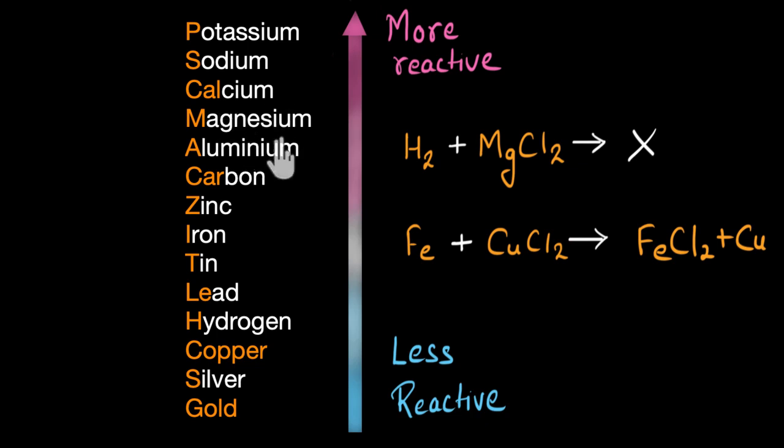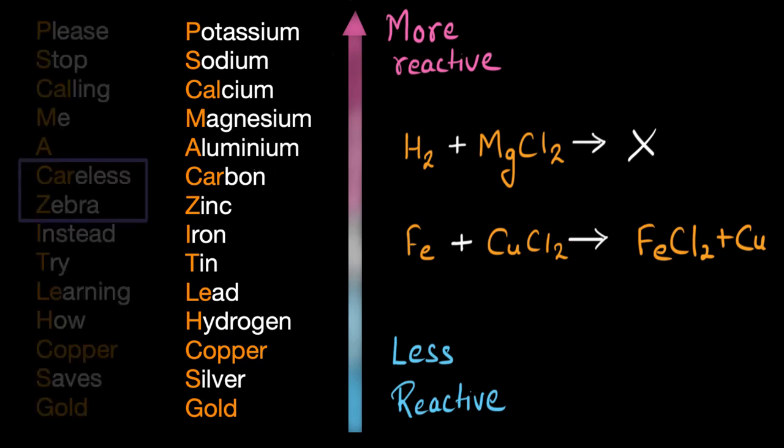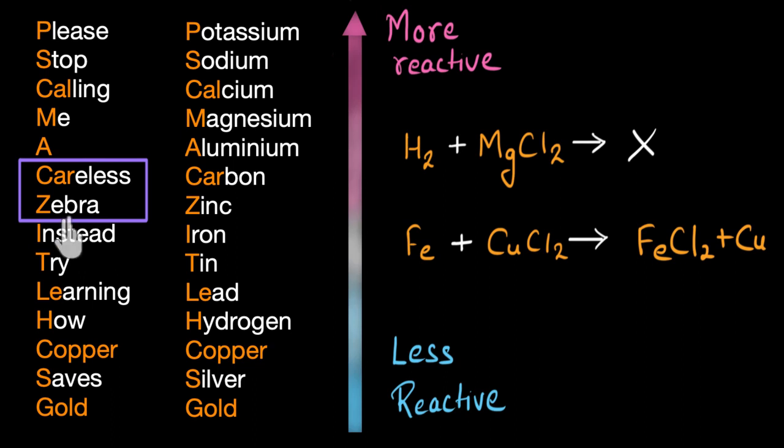Now you might be wondering, Ram, how do I remember this long series of so many elements? For this, I use a mnemonic. I call it the careless zebra mnemonic. It's read as, please stop calling me a careless zebra. Instead, try learning how copper saves gold. The first letter of please can help you remember potassium, and the first letter of stop can help you remember sodium, and so on and so forth. With this in mind, you will be able to remember the reactivity series.